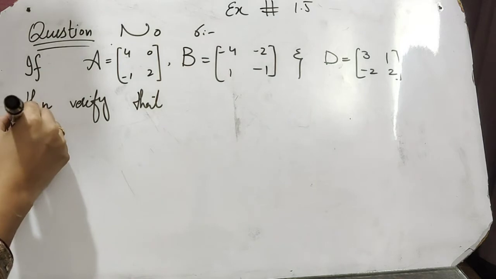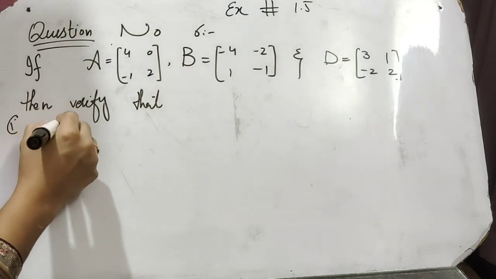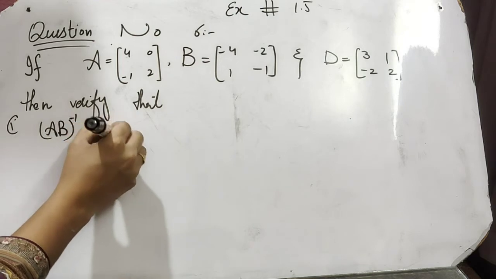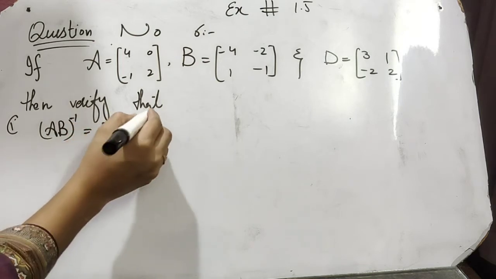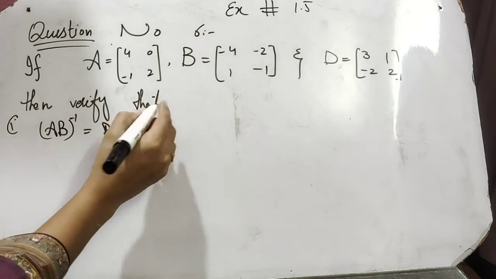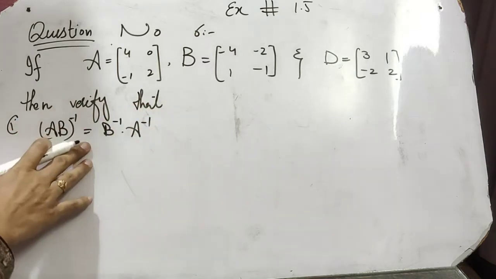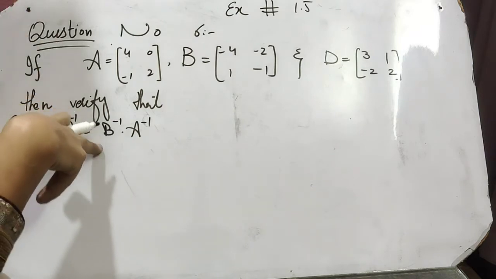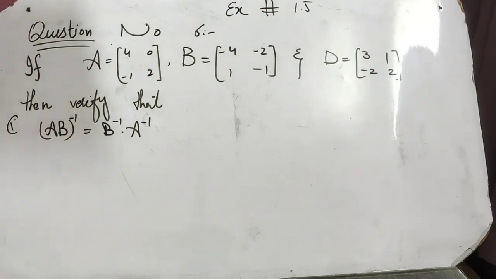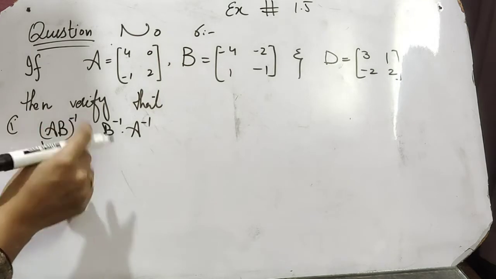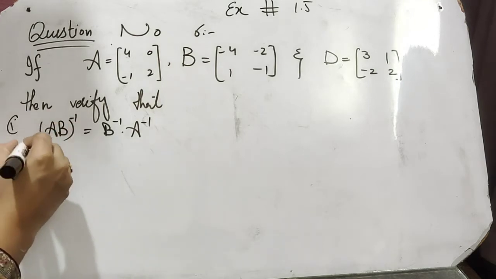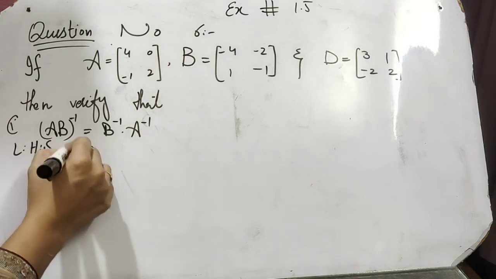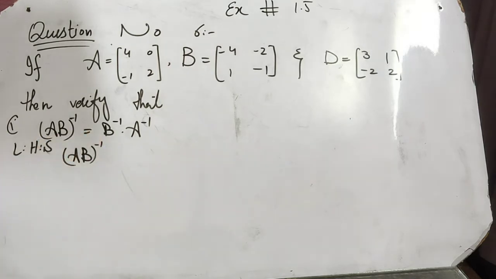the first part is (AB) whole inverse is equal to B inverse into A inverse. The inverse of AB is equal to B inverse into A inverse. This is what we want to prove. Okay. First we take the left hand side. So the left hand side is equal to the inverse of A into B.